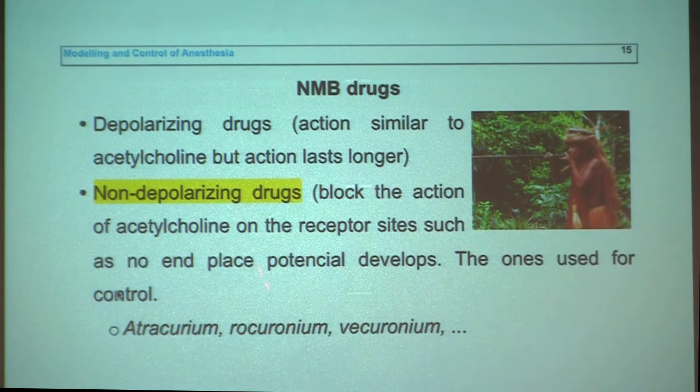And you have two types of drugs. Depolarizing drugs are slow in disappearing, so they have a very long delay. So this is not good for control. Delay is an enemy of control. So when they started using non-depolarizing drugs such as atracurium, rocuronium, vecuronium, cisatracurium, there are many of them, is when control was made possible, because these are of fast absorption.